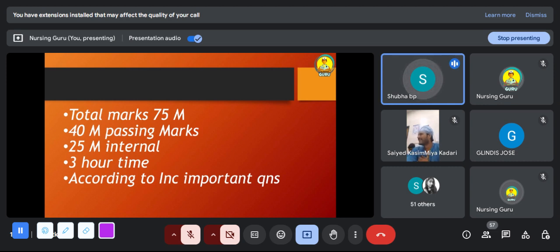And coming to the exam time, you will have only 3 hours to write the exam. Within 3 hours you need to finish your exam. After 3 hours you don't have time to write. Okay, so as far as possible you should finish the exam within 3 hours. So next thing is, according to the INC, the Indian Nursing Council, I think all of you know about INC. So some of the important questions I am going to discuss in this video according to your INC.